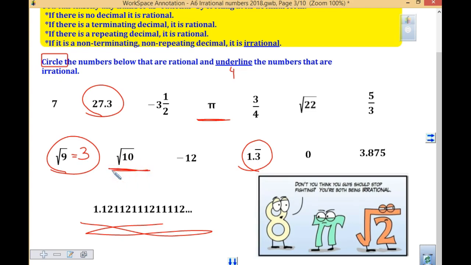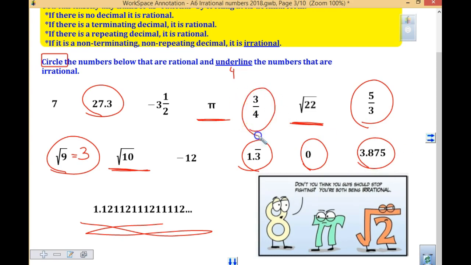There's one more that I have to have underlined. I got someone else. What do you think? What's my other drawing? Square root 22. 5/3, fraction, terminating, whole number, fraction, fraction, integer, whole number. All the rest should be circled, right? So it is really important that you get down that definition of understanding those.